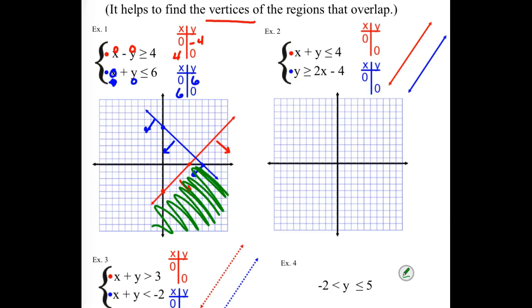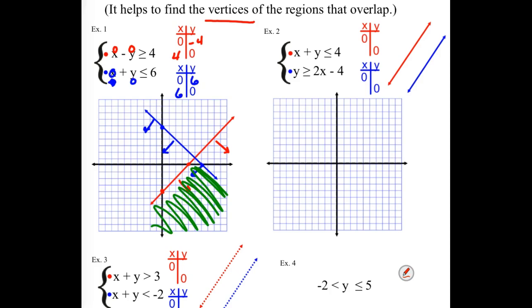Looking at our second example, x plus y has to equal 4 to find our x and y intercepts. So again, putting 0 in one at a time, we have y being 4. Putting a 0 in for y, we have x being 4. And we'll go ahead and connect those.